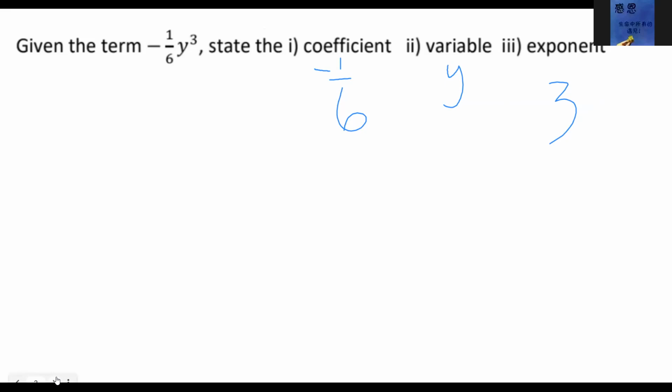Okay, yeah, so when we have a term, we have what's called the coefficient. That's the number that's being multiplied by the variable or variables. We have the exponents. The variables are the letters.